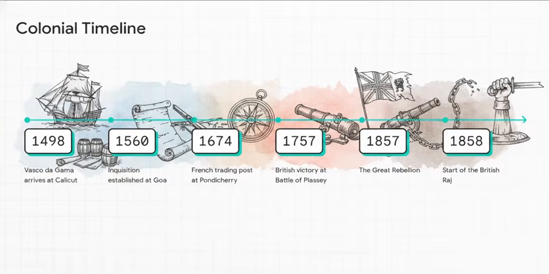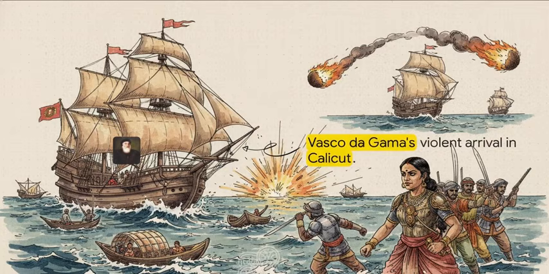If we trace the timeline from 1498 all the way to 1858, we see a steady progression of European involvement. It starts with initial trade, rapidly escalates into armed conflict, and eventually leads to total administrative control and, inevitably, widespread rebellion. The Portuguese were the first to arrive by sea, led by Vasco da Gama, who landed in Calicut in 1498. Now, while he's often remembered as some heroic explorer in the West, his methods on the ground were incredibly violent. He regularly seized, tortured, and killed Indian merchants to establish naval dominance.